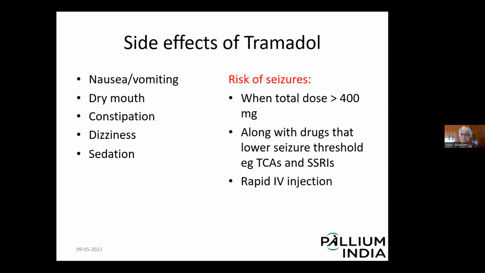It has some side effects like nausea, vomiting, dry mouth, constipation, dizziness, sedation. And there is a risk of seizures when the total dose exceeds 400 mg, when you give it with drugs that lower the seizure threshold, like tricyclic antidepressants and SSRIs, or when you give it as a rapid IV injection.